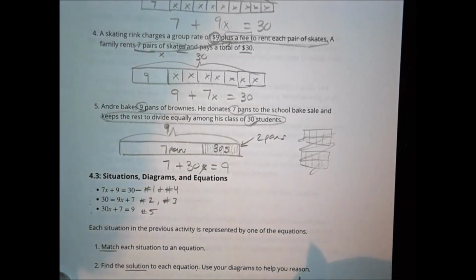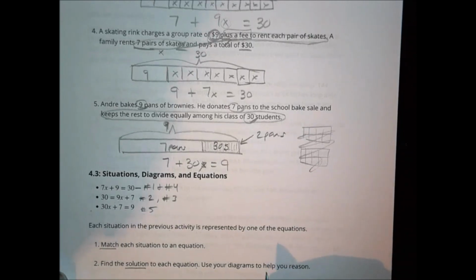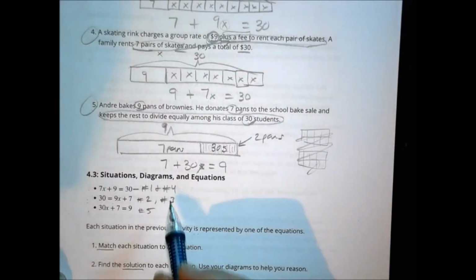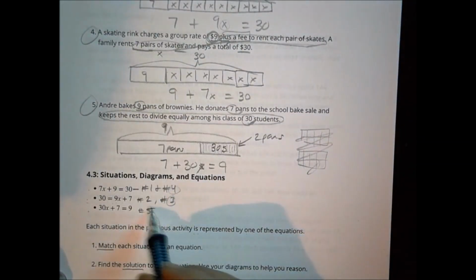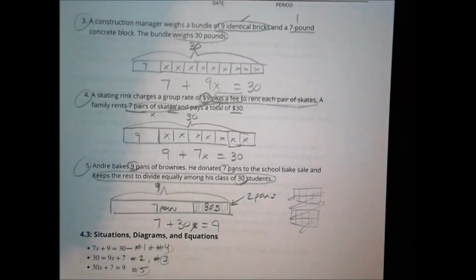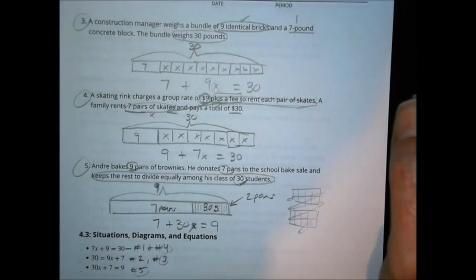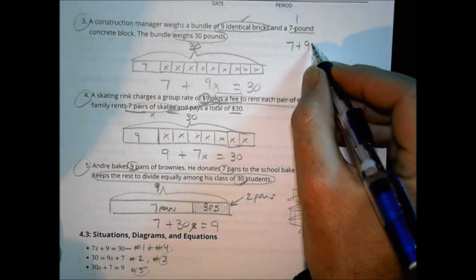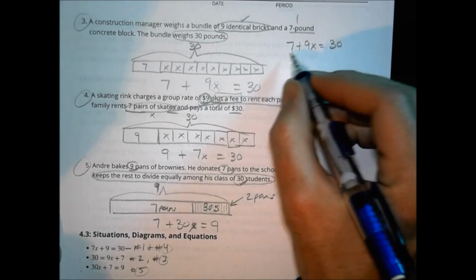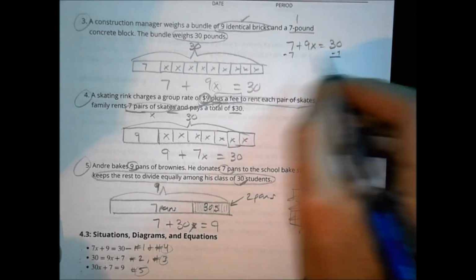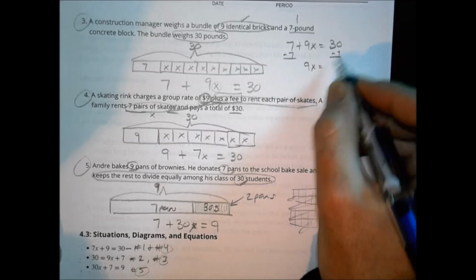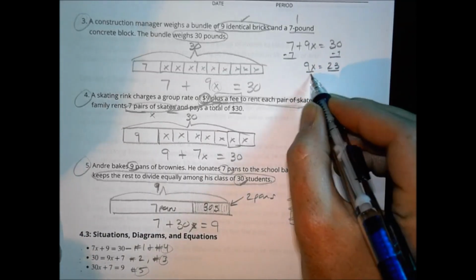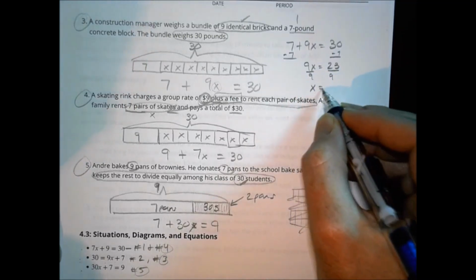So let's now find a solution to match each of these equations. And what we'll do is we'll take a look at numbers 3, 4, and 5, because that will be one of each. So we go back up to number 3, starting there. And to find a solution, we can rewrite this as 7 plus 9x equals 30. And to find a solution, we'll subtract 7 from both sides to leave us with 9x equals 30 minus 7 is 23. We'll then divide both sides by 9, and x is going to equal 23 over 9.